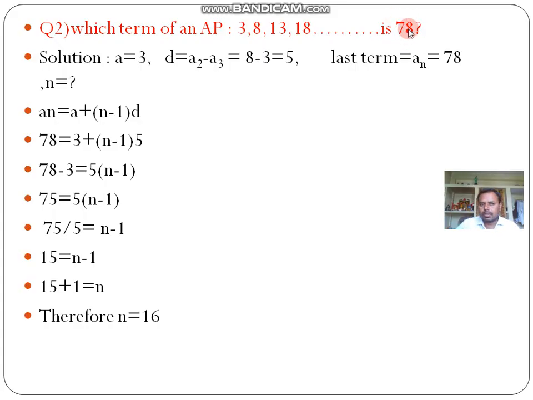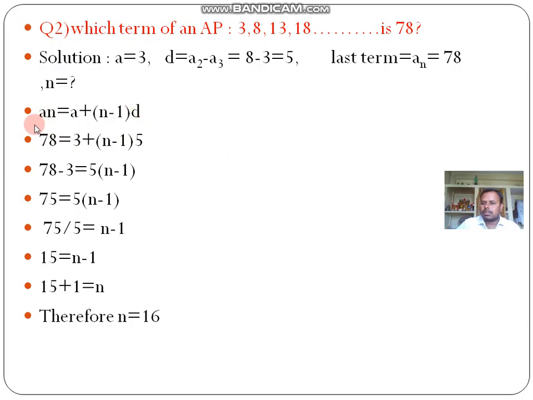So 78 is given. We have to find out which term of this arithmetic progression 78 is. So n is equal to question mark. So an is equal to a plus n minus 1 into d. So this is the formula to find the nth term of an arithmetic progression.